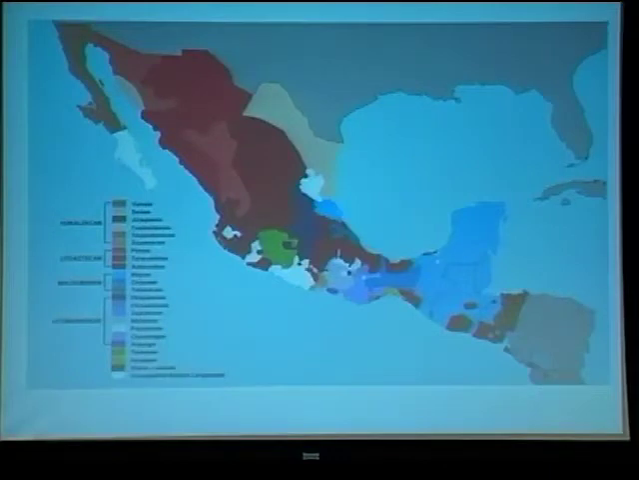What you see in light blue here, can you see the Maya? Yes, you can. Is the Maya area. And like I said, it's a language map. Compared to the rest of this area, you'll see the Maya languages form a compact block.